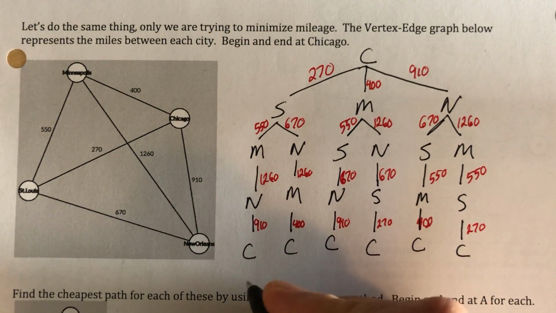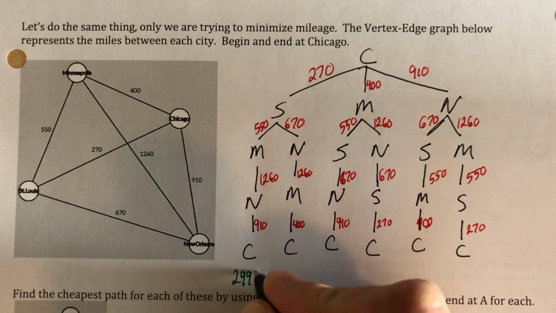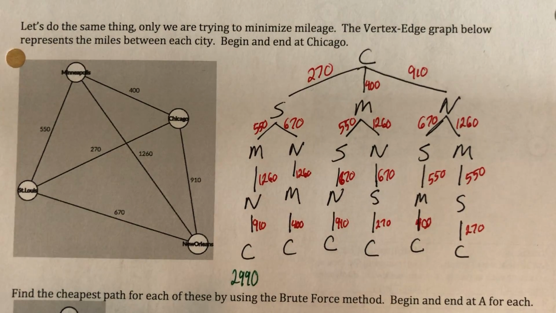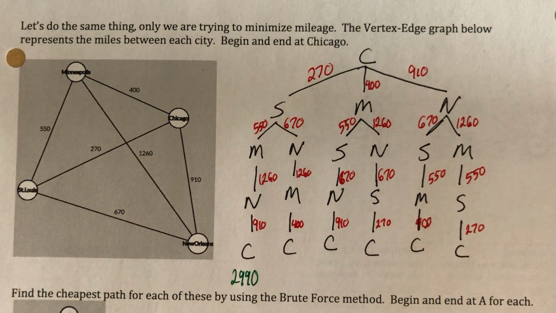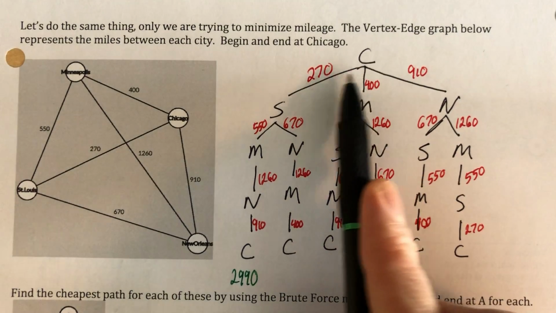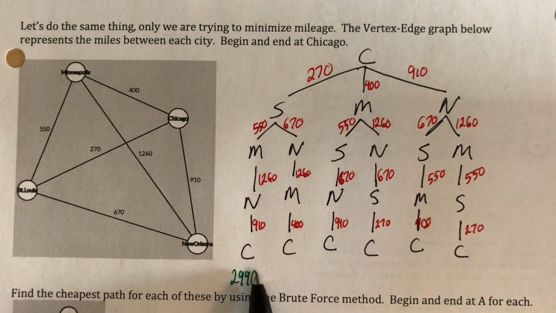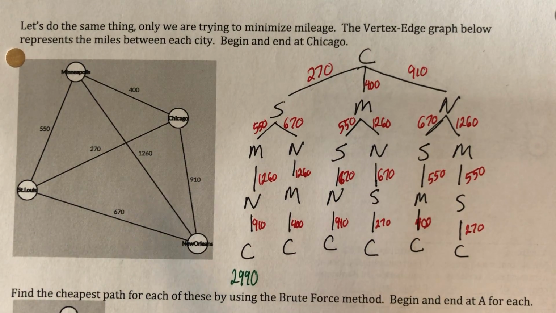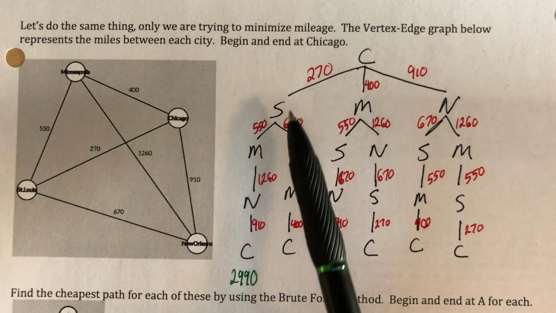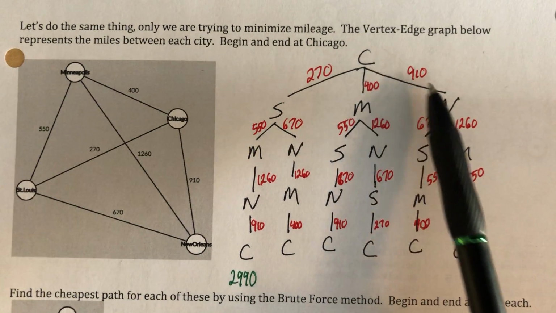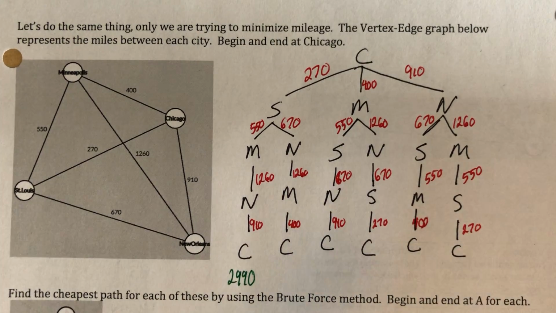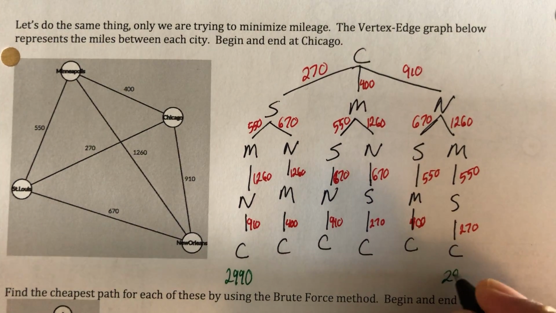All right, first one, I got 29.90. Hey, you want a shortcut? Here's the shortcut. I'm going to find the other one that is exactly like this, only in reverse. It's also $29.90. So let's read it backwards. CNMSC. Here's the other $29.90.